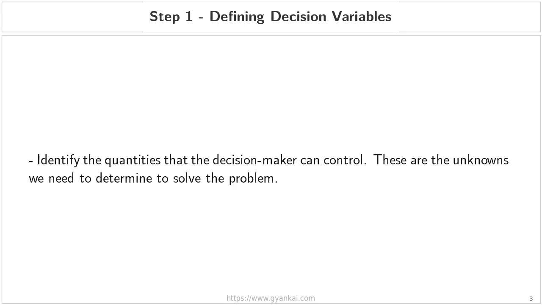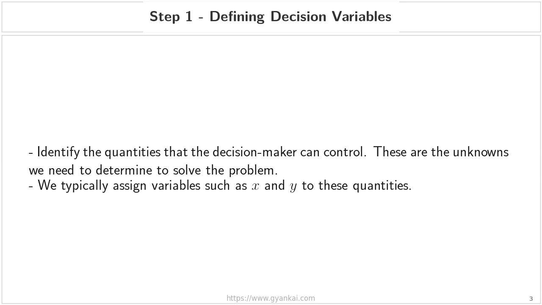Step 1. Defining decision variables. Step 1 is defining our decision variables. When you are reading a word problem, your first task is to identify the specific quantities that the decision maker actually has control over. Think of these as the unknowns, the very things we are trying to figure out to solve the problem. To make these quantities easy to work with in our equations, we typically assign them algebraic variables, such as x and y.